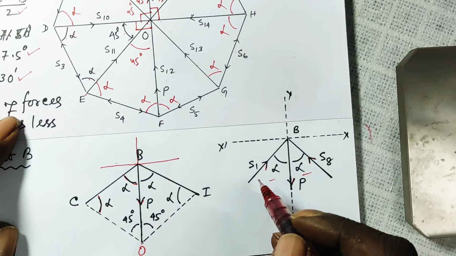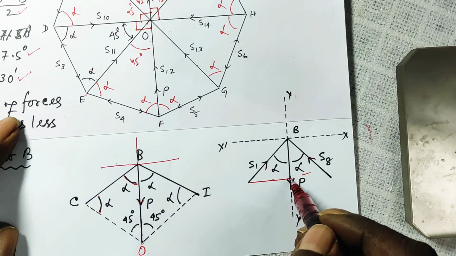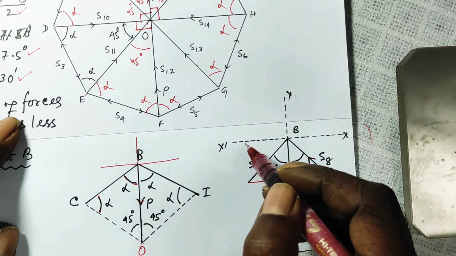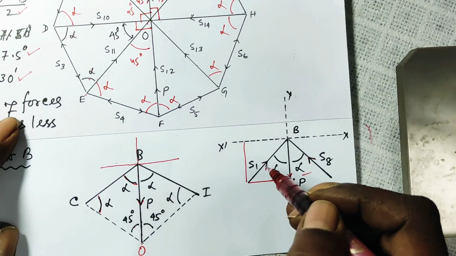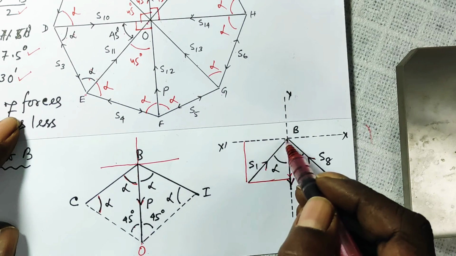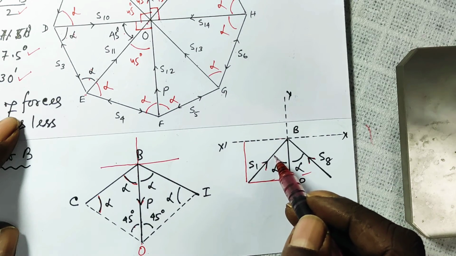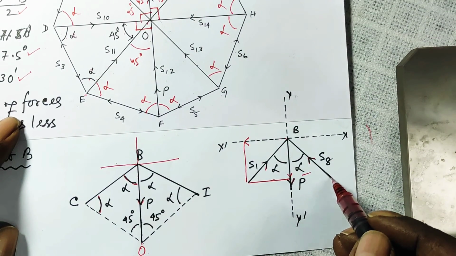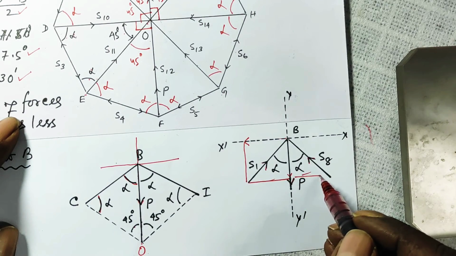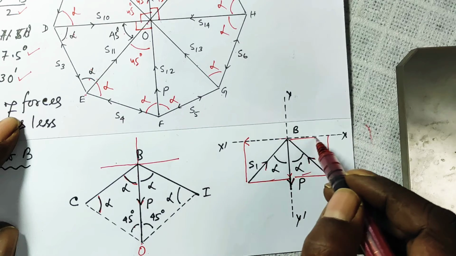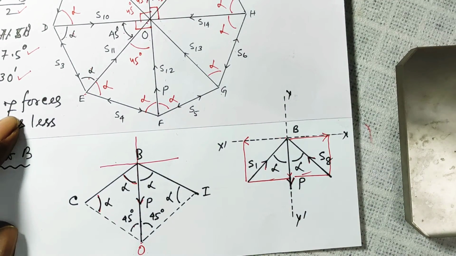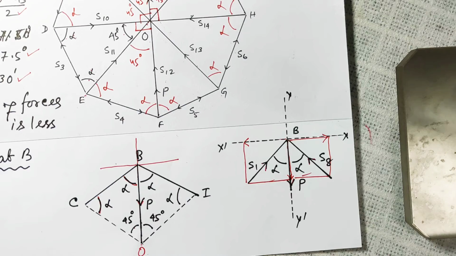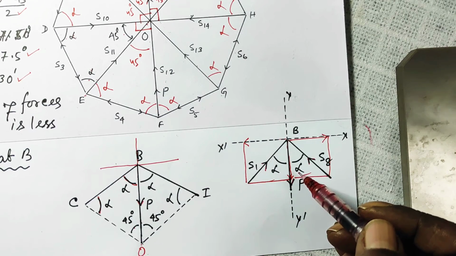So if you consider sigma x equal to 0, from here if you drop a perpendicular, from here to here will be your S1 cos alpha, and this one will be from here to here, the side in front of the angle, your S1 sin alpha. Similarly, from the tip of it, if you drop a perpendicular here and one here, this one will be your S8 sin alpha and this one will again be S8 cos alpha.